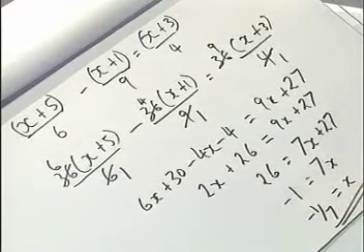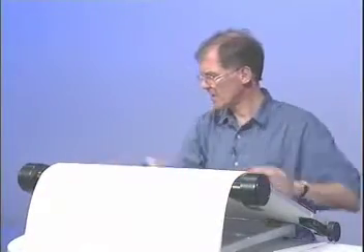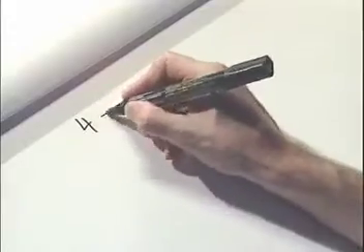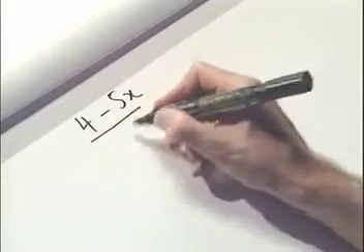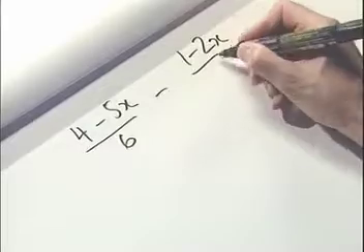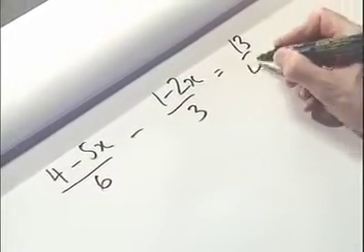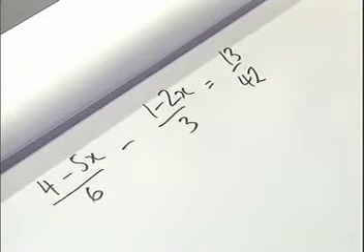Don't worry that this is a fraction. Sometimes they work out like that. Don't worry that it's a negative number. Sometimes they work out like that. Let's have a look at another one, because this is a process that you're going to have to be able to do for quite complicated questions. So we'll take 4 minus 5x all over 6, minus 1 minus 2x all over 3 equals 13 over 42.